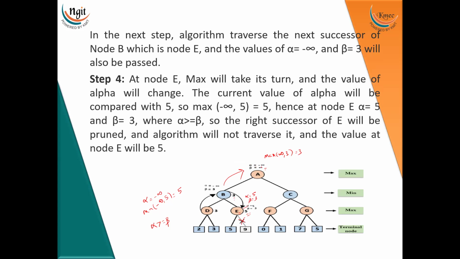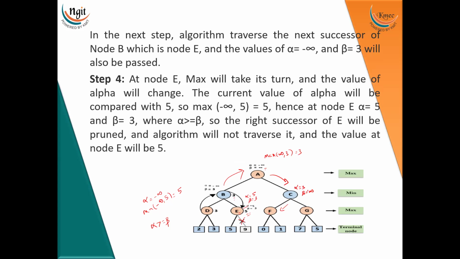Now these two values, alpha and beta, are passed to node C. These two values are now passed to the right successor of A, that is node C. Now at node C, alpha value will be 3 and beta equal to plus infinity. And the same values will be passed on to node F. Why? Because there is no value to calculate. So now again these values will be passed to node F.